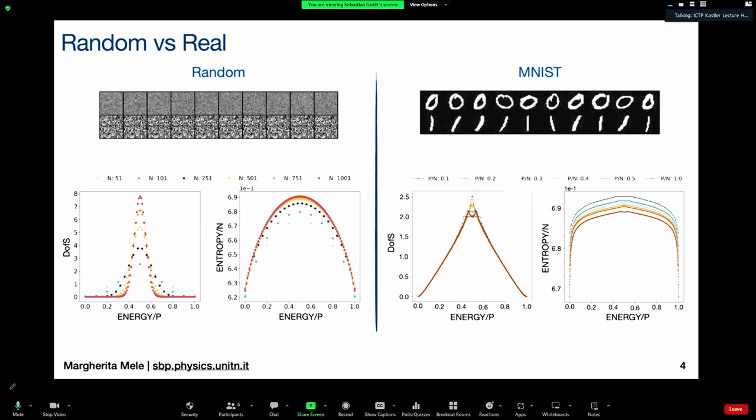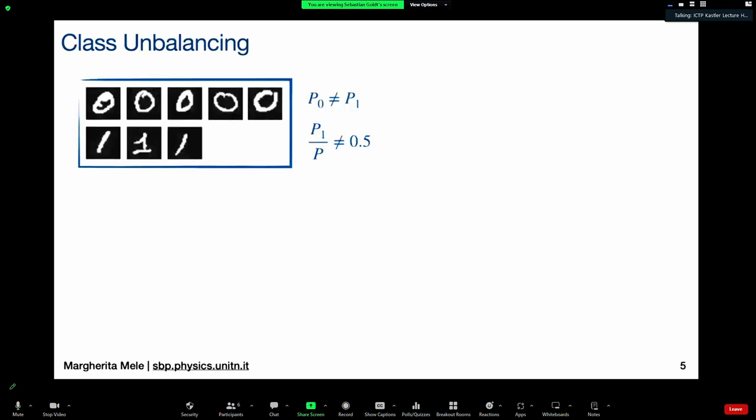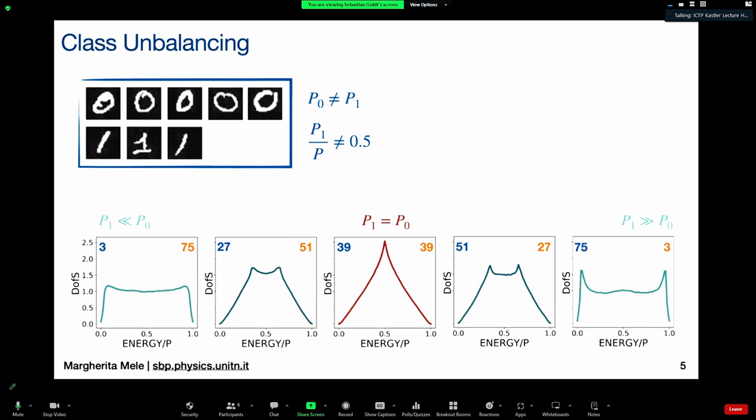But on the other side, first of all, the density of states is no longer Gaussian, okay? More interestingly, the maximum of the density of states is not in the middle of the energetic spectrum. So this means that a random configuration performs maybe slightly, but better than a random labeling. So why so? We suspected that it was related to class unbalancing. If I perform a simulation without the unbalancing in the two classes, the peak disappears. And I want to stress the fact that the shape of the distribution is unchanged. And if I reintroduce the unbalancing in a controlled way, the peak pops up again.